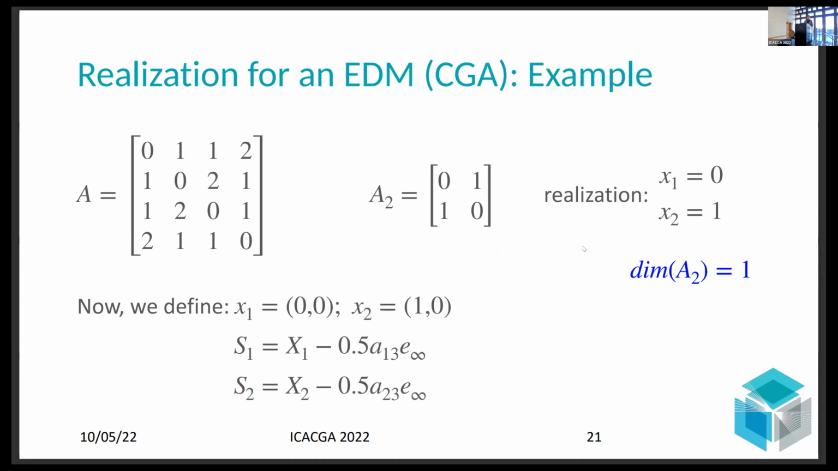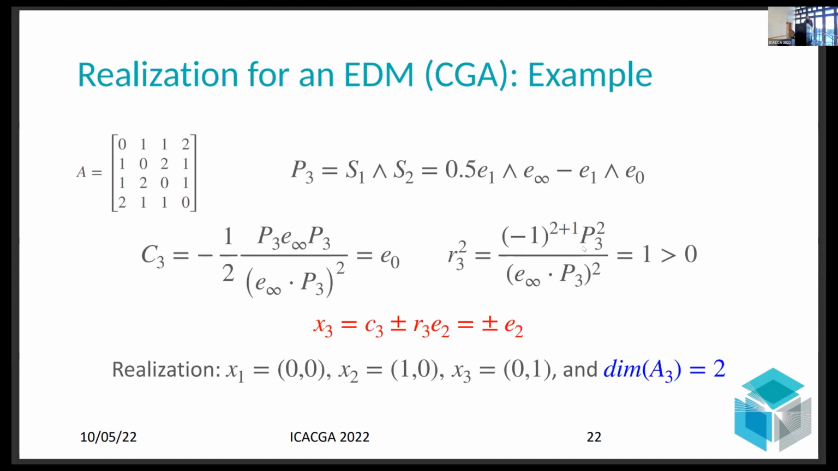Here it's important to notice that A13 and A23 need not be squared. They are already the square radius of the spheres. So it's fine. And then we perform the outer product of S1 and S2. And okay, we find that the center of this intersection is in the origin. The square radius is positive. So we have to increase the dimension.